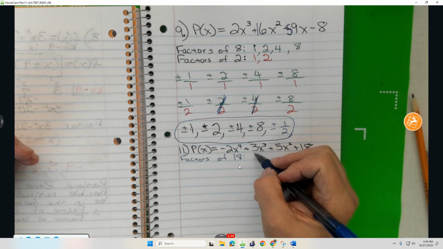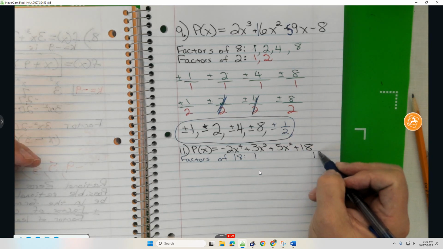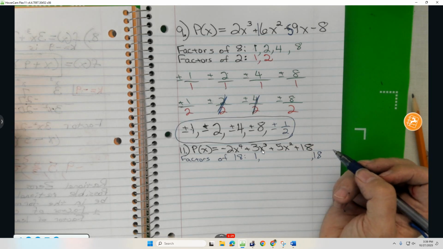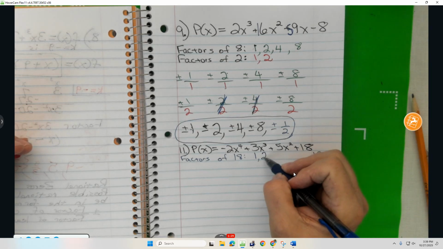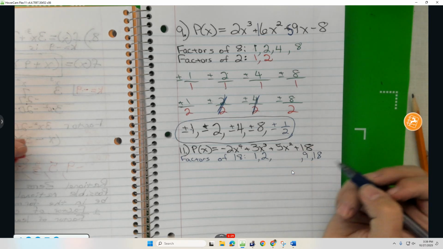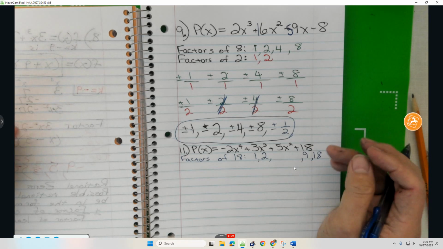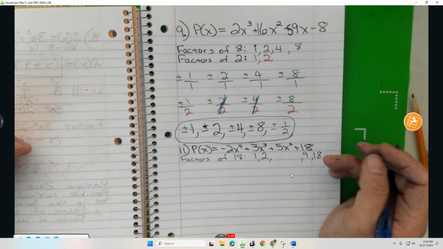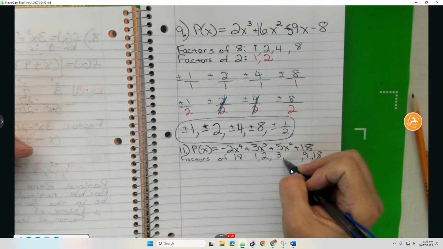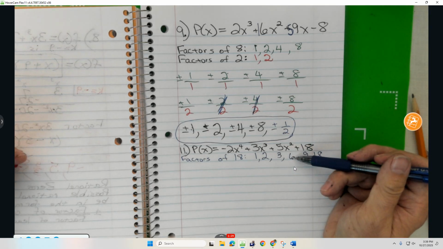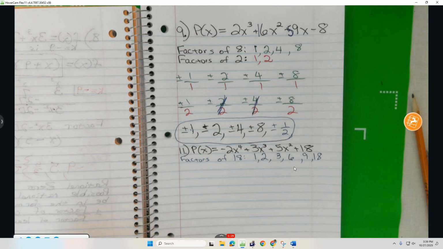18, I'll get us started. 1 times 18. And then 2. Does 2 divide in evenly? Yeah, I think so. 2 times 9. Now let them tell you the last two. There are 2 more factors. What are they? Factors of 18. 3 times 6. 4 and 5 don't divide evenly. 6, you already have 6 listed, so you've got them all.